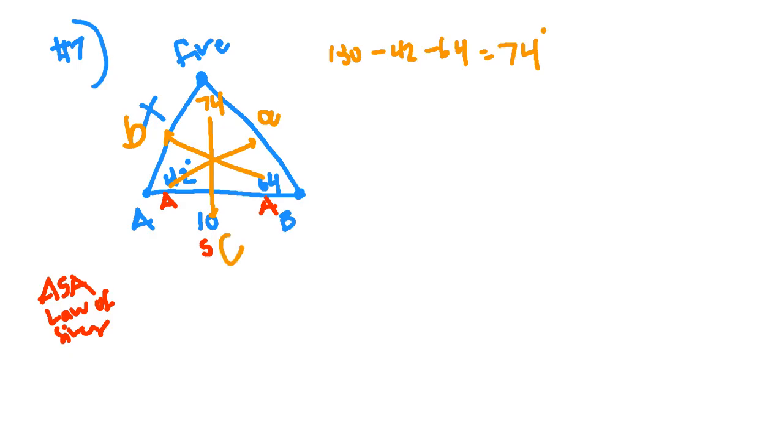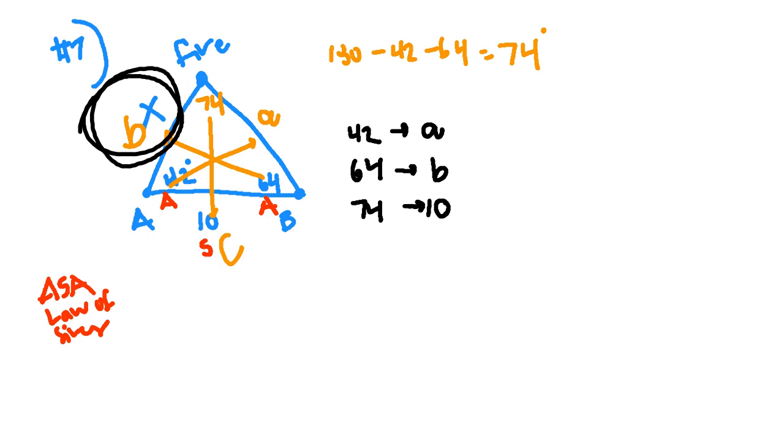Now I'm going to write those corresponding parts out. So 42 corresponds to side A, 64 corresponds to side B, and 74 corresponds to side C. And all we're looking for is B. Well, we know side C, so it's 10. Let me put a 10 right there. This is what we're trying to find right here. So we're going to set up the law of sines using this information. They don't even ask you to get the third side, so you don't have to do that. So we're going to do sine of 64 over B equals the sine of 74 over 10.